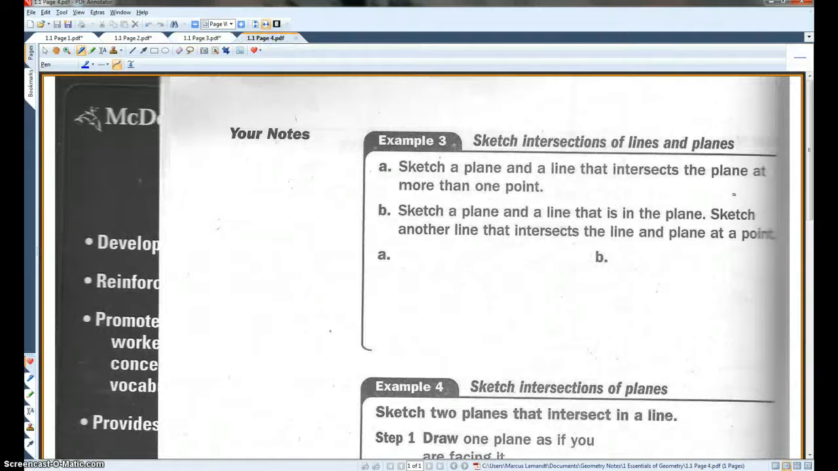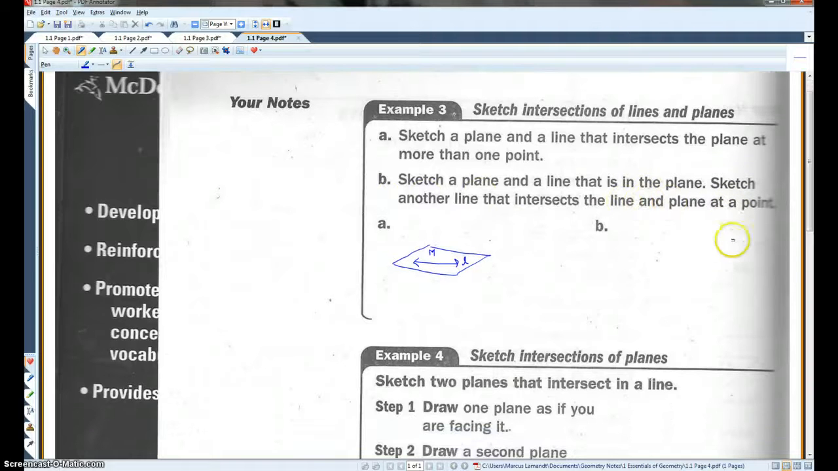Okay, last page. Example 3. Sketch a plane and a line that intersects the plane at more than one point. Okay, so let's see here. The only way for a line to intersect a plane at more than one point is for the line to actually lie inside that plane. Okay? Sketch a plane and line that is in the plane. Sketch another line that intersects the line and the plane at a point.